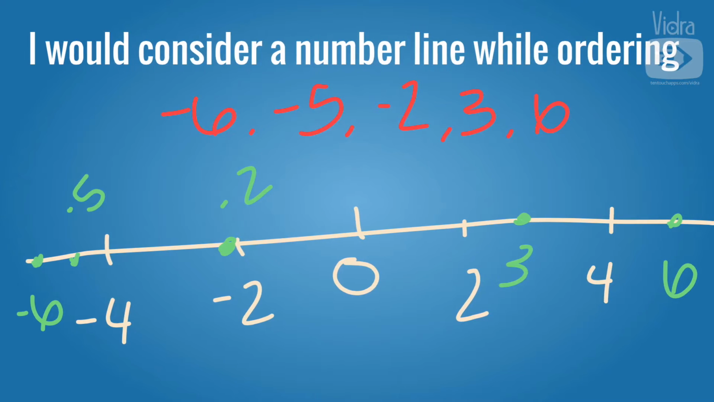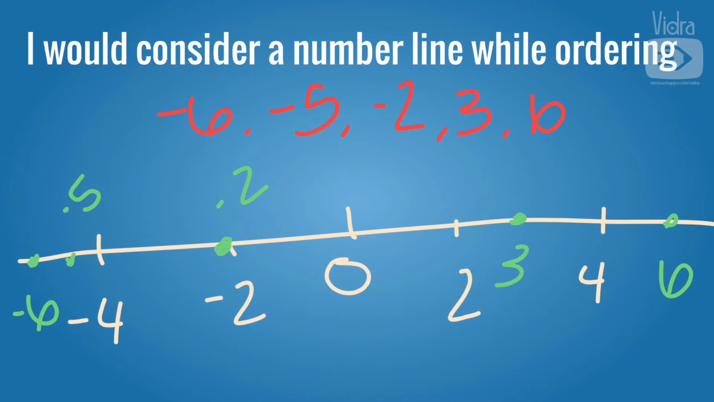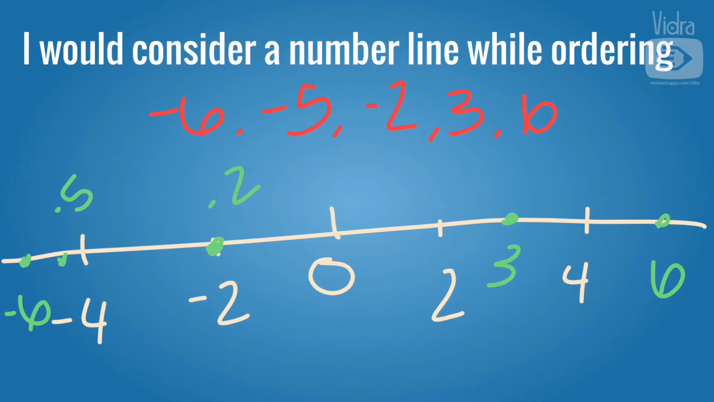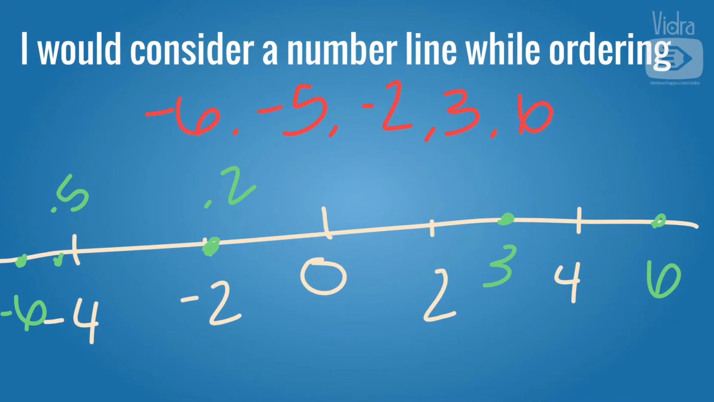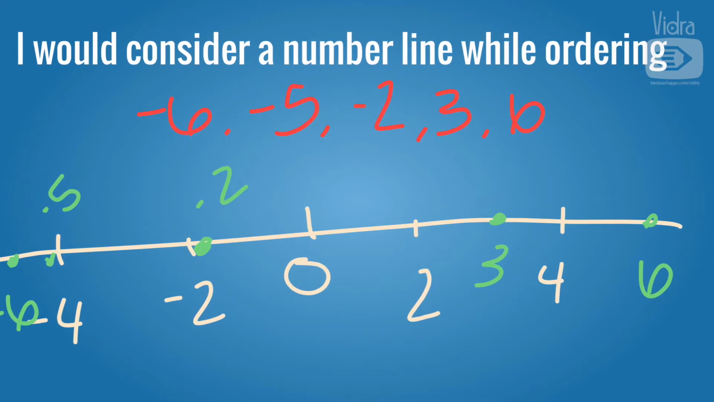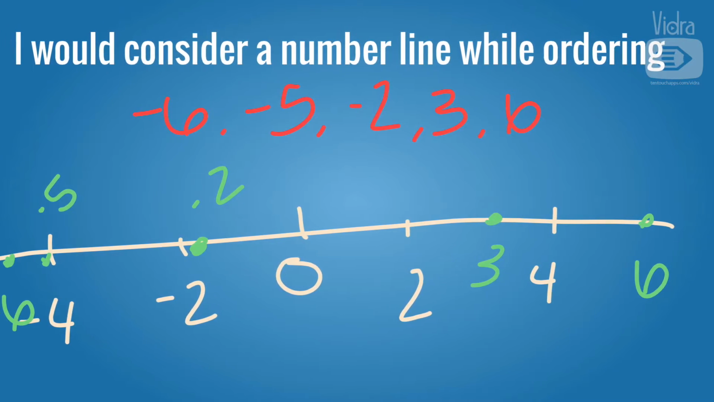It's easier for me to see that -6 is to the far left, which would be the least value, while +6 is to the far right, which is the greatest value. The numbers in between would be -5, -2, and 3. So I can put these in order pretty easily if I look at my number line.